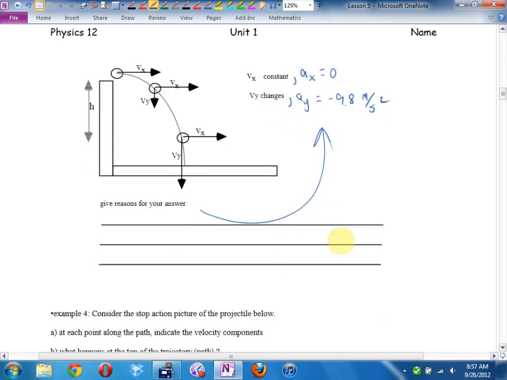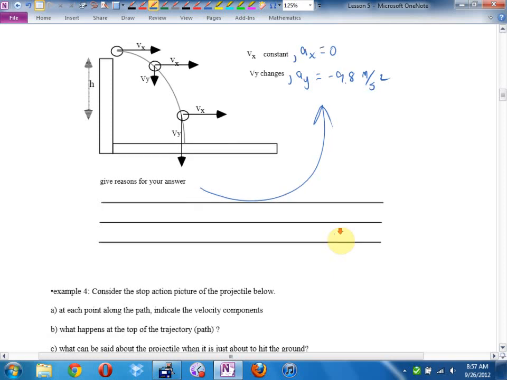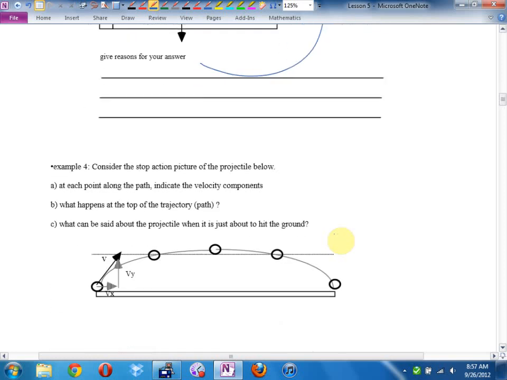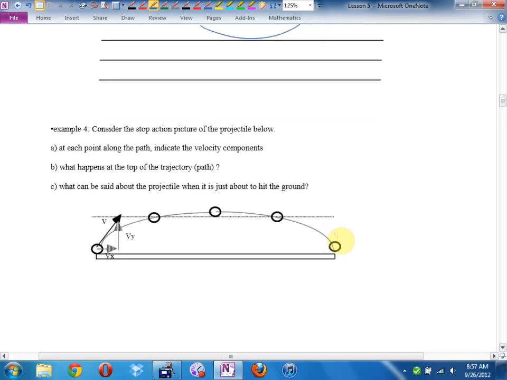So it says, consider the stop motion path of the picture below. At each point, indicate the velocity components, what happens at the top, what can be said about the projectile when it's just about to hit the ground. So I've given you an example. I've said if we launch at an angle, we can think of it as traveling horizontally and vertically. Which of those components is never going to change? So if I wanted to, I could draw a vector the same length there, there, there, and there.